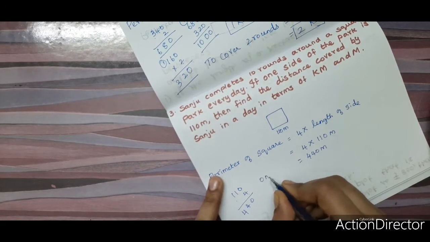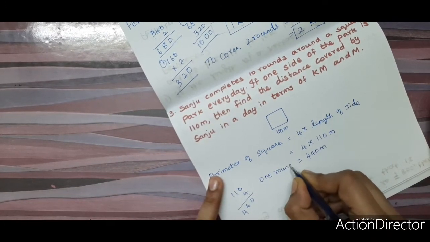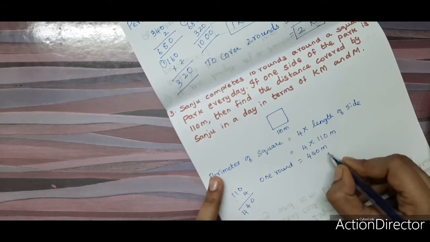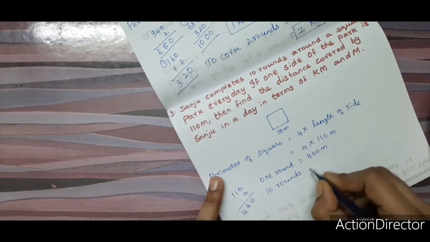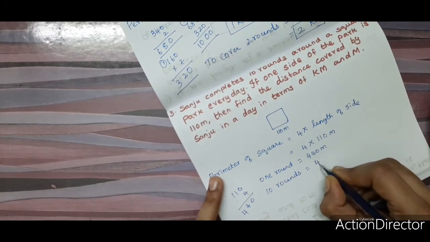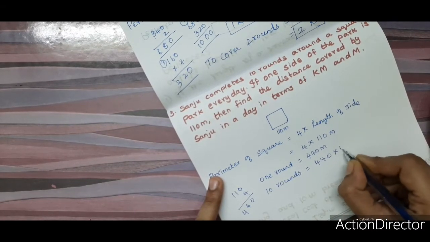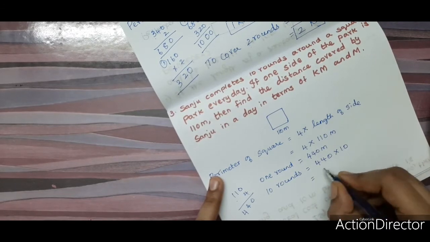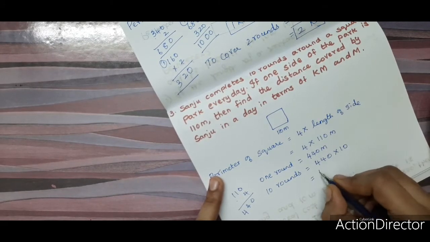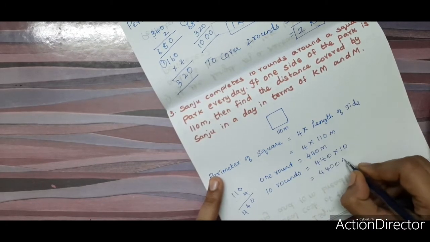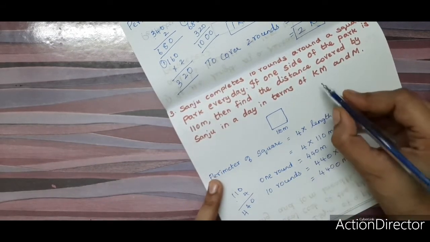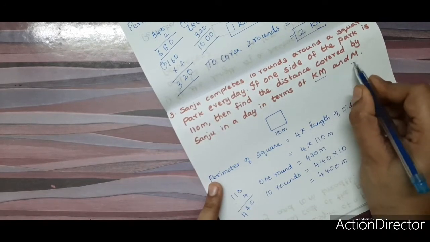For one round it is 440 meters. So for 10 rounds, 440 into 10. If you multiply by 10, we are going to add one more 0 to 440. So this is in meter. The answer should be in kilometer as well as in meter.